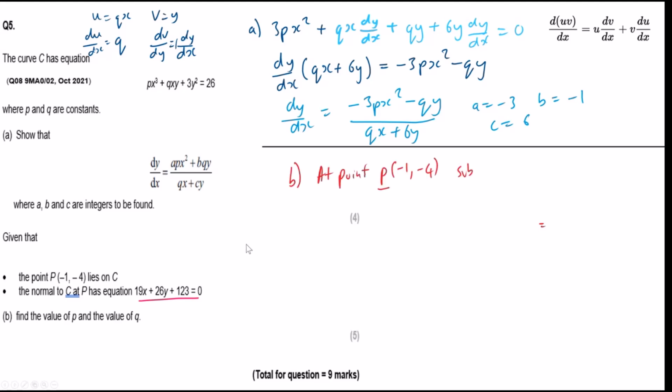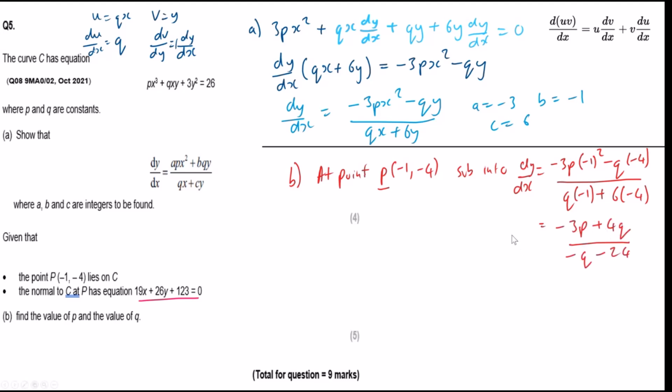So at this point P, you sub in your values into your dy/dx, and that makes your tangent. And then you know your m1 times your m2 should equal -1 for the normal. Right, I've just simplified the terms a little bit. Yeah, so we're using this because it gives you this equation as well, right?